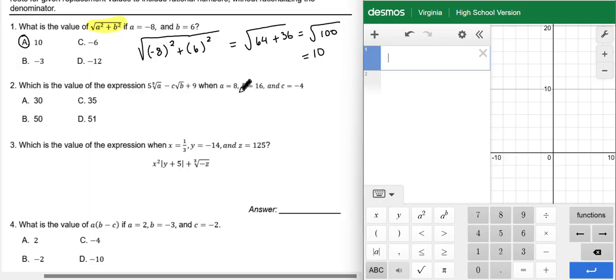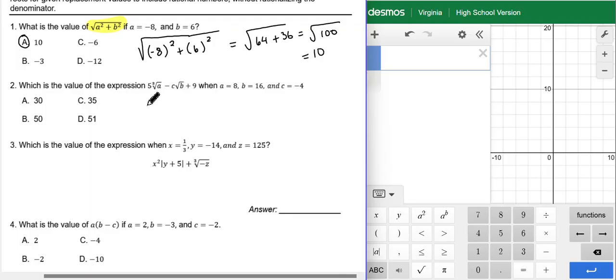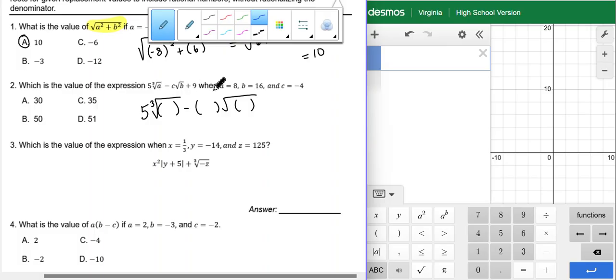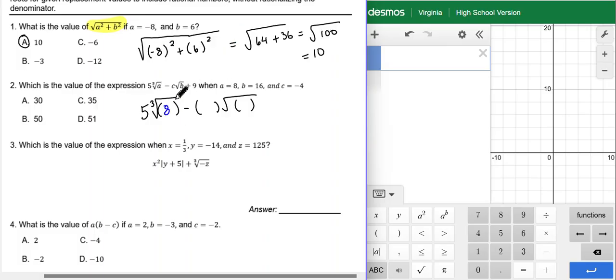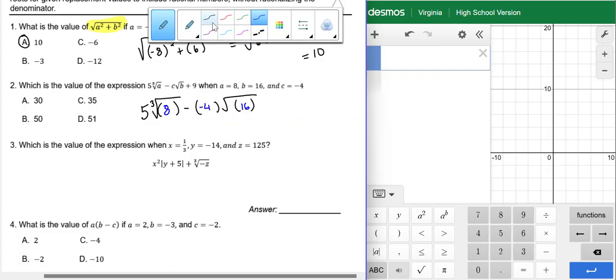What is the value of the expression 5 cube root of a, and then I'll just put parentheses, minus c square root of b. Just put a lot of different parentheses, but parentheses are especially important when you have negatives. So I just put parentheses for everything. All right, so a is 8, so I'll plug in 8 here, minus c is -4. See why that parentheses is important here, because of the negative. And then b is 16. Oh, and it keeps going. And then we also have the plus 9 here.